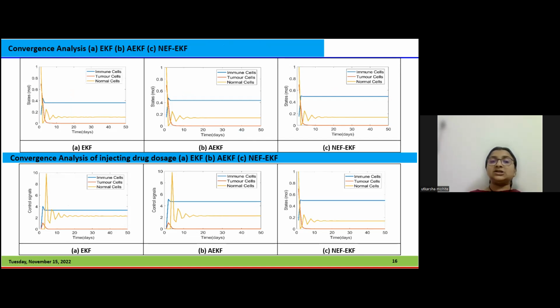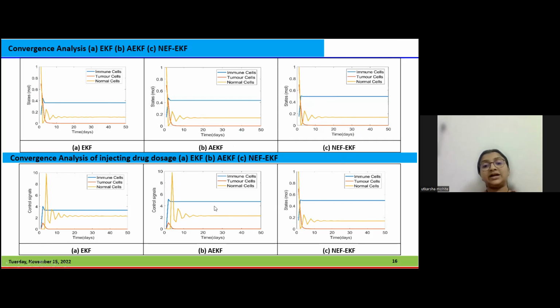These are the convergence analyses which we have considered while injecting the drug doses and the convergence analysis when we are not injecting the drug doses. These are the predictions and these are the updation state. So we can find it out. The extended Kalman filter, adaptive extended Kalman filter, you can find in front of the screen the color images I have flashed, where the immune cells, tumor cells, and the normal cells are in front of you.